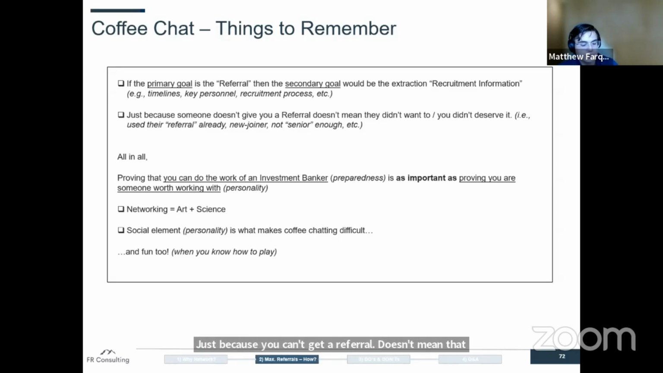As in, there could be reasons unobservable to you why they can't give you a referral, right? And so you still want to ensure that you bring your best to that chat, because they're going to divulge more information to you the more they respect you, the more they think that you're going to get into the interview process, right? So it's always important to bring your best every chat.